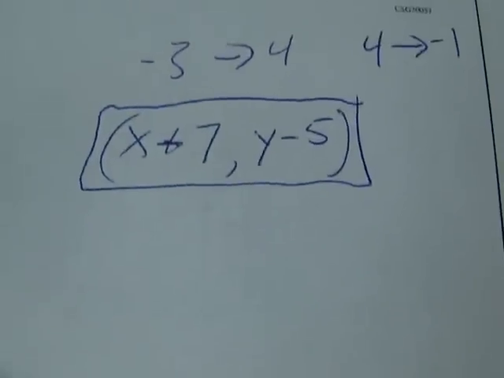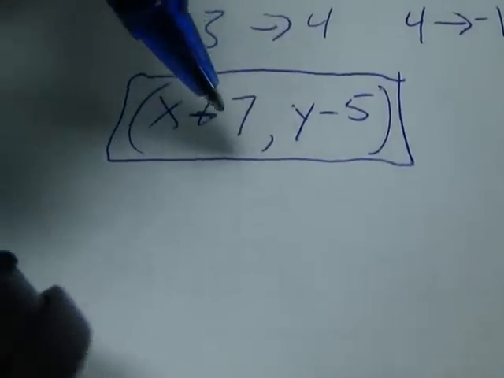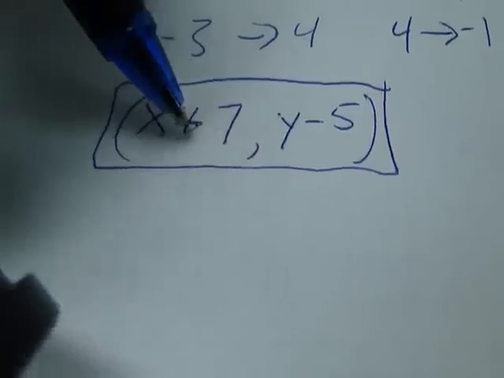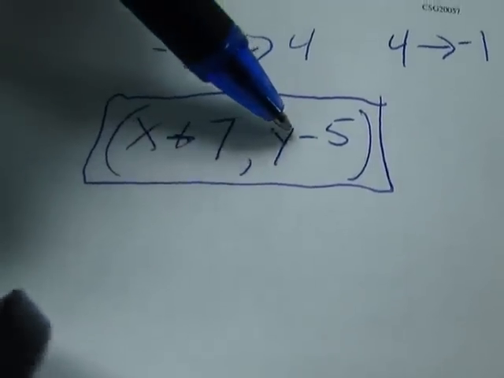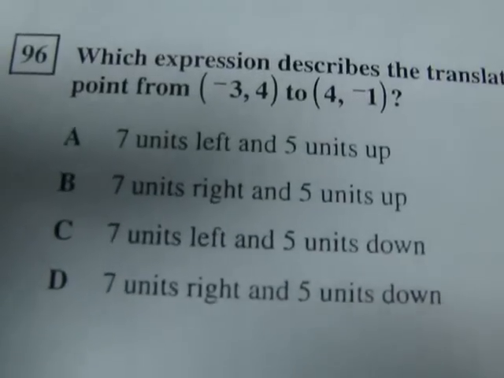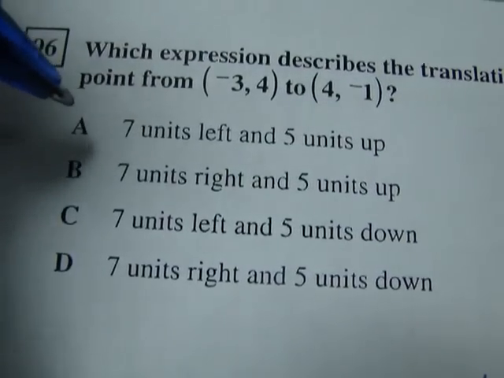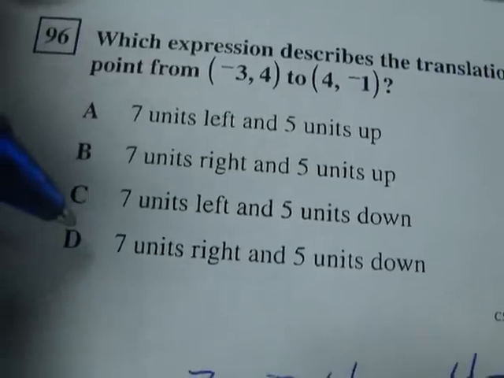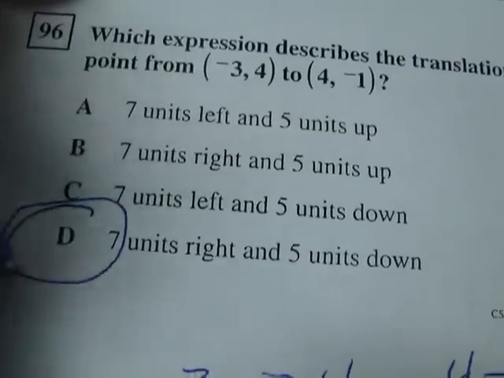Oh, okay. Plus is right, so that's going to be 7 right, and y minus 5 is 5 down. 7 right, 5 down. Let's look for that. 7 right, 5 up, nope. 7 left, 5 up, nope. 7 left, 5 down, no. 7 right, 5 down. There it is.